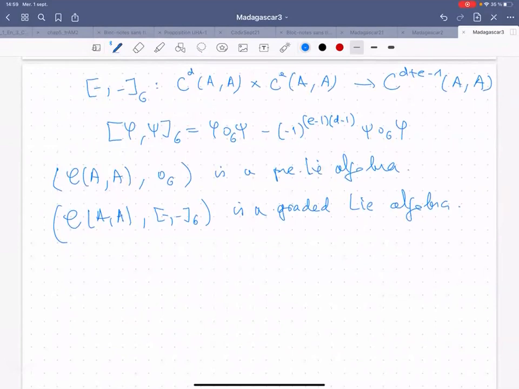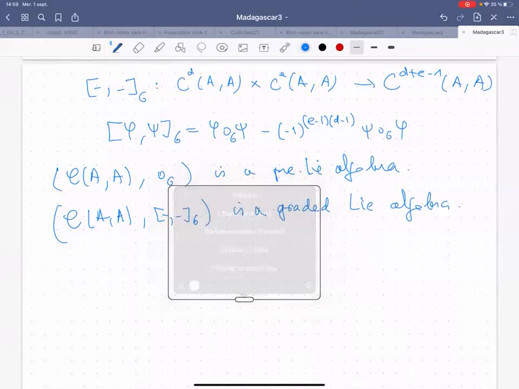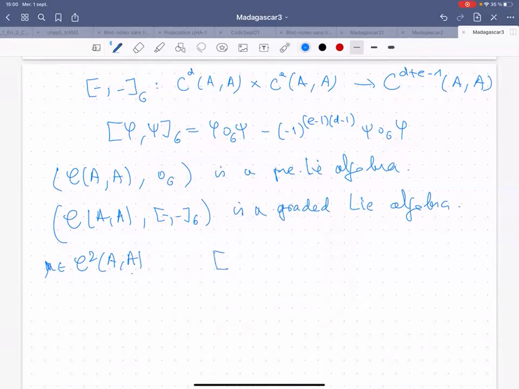Then two more observations for this last minute. Now if I have mu, as I mentioned already, if mu is a two-cochain, like a multiplication, then the bracket [mu, mu]_G is zero, and this is equivalent to saying that mu is associative.